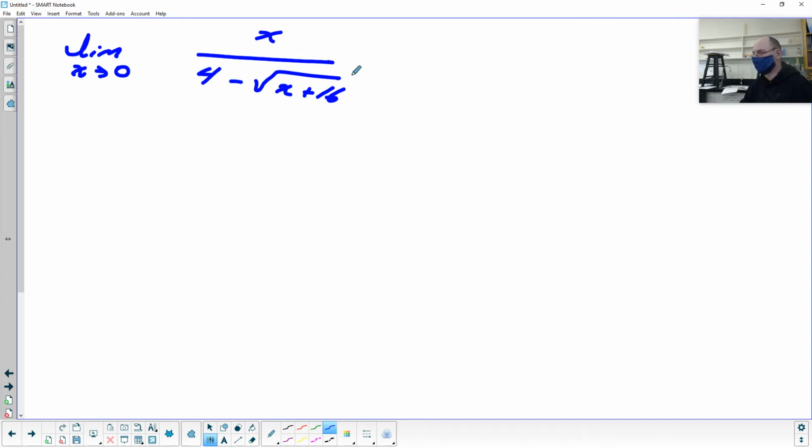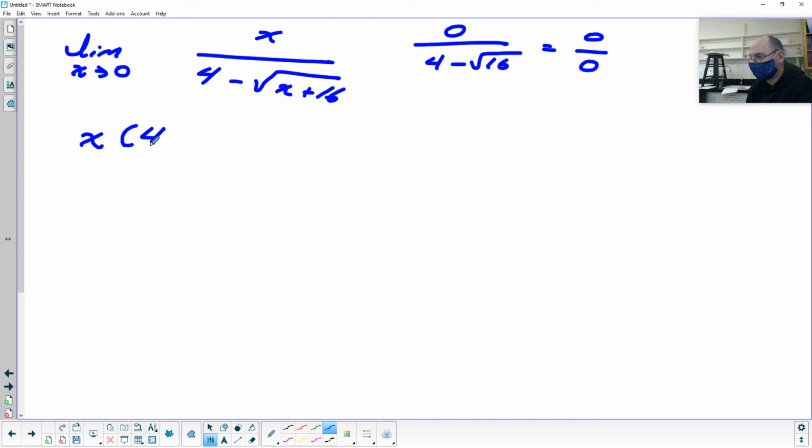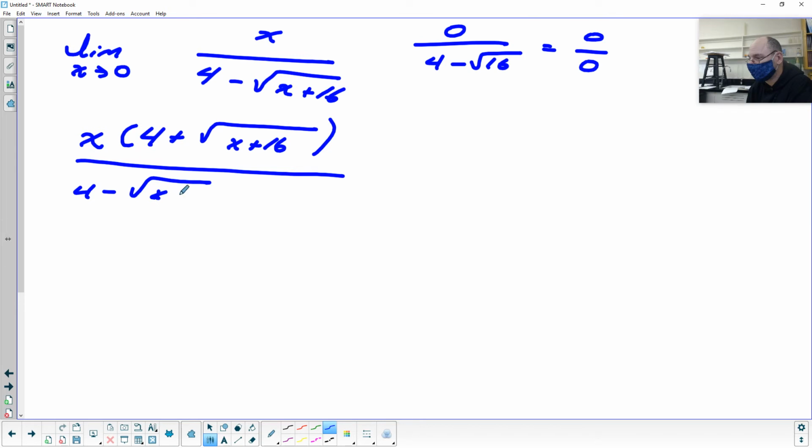Okay, so if I were to plug in the 0, I would get 0 over 4 minus the root of 0 plus 16, which is 16, which is 0 over 0. Can't do it. So in order to get this by itself, what we've got to do is rationalize this by multiplying the bottom by the conjugate form. So what we do is we take the conjugate form, so change the sign of this: 4 plus the root of x plus 16. Then we multiply it by the same thing, but it's the opposite sign, you see. So don't do anything to the top, just leave it.